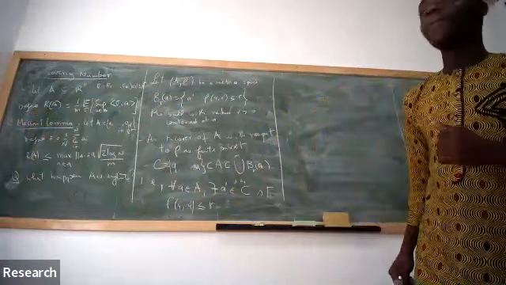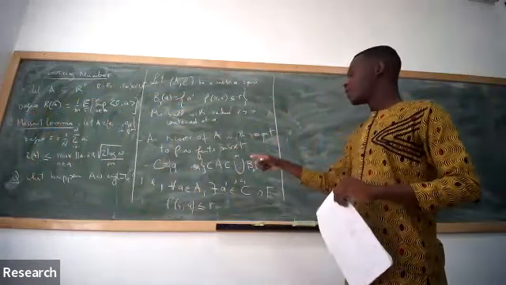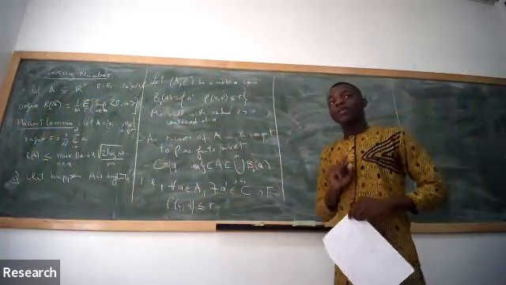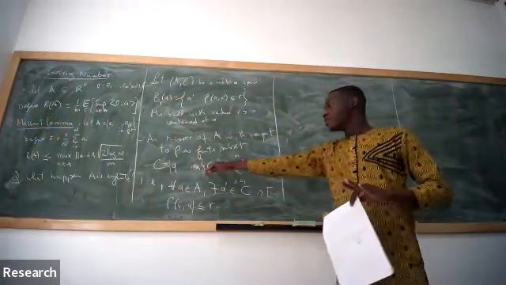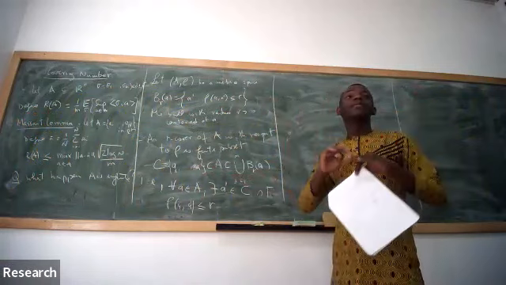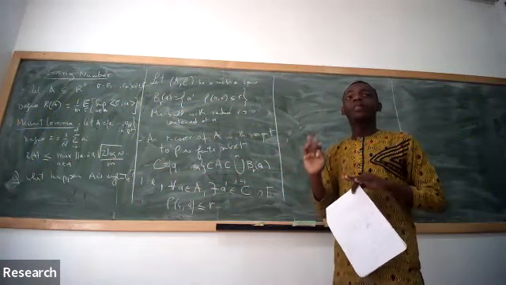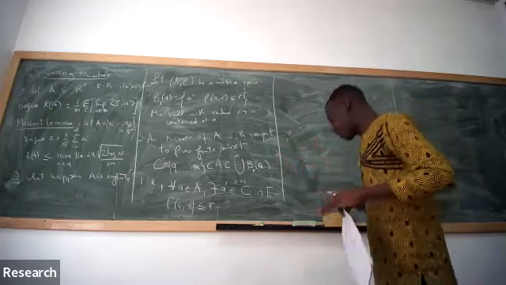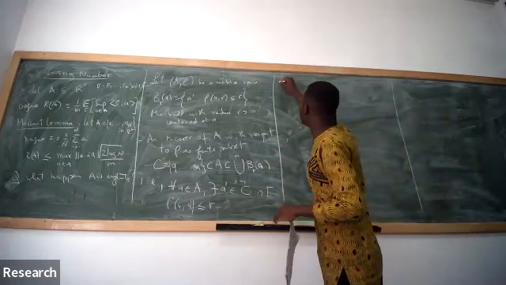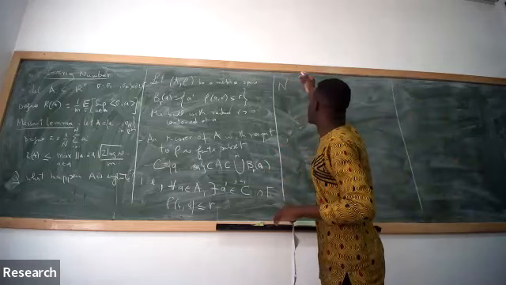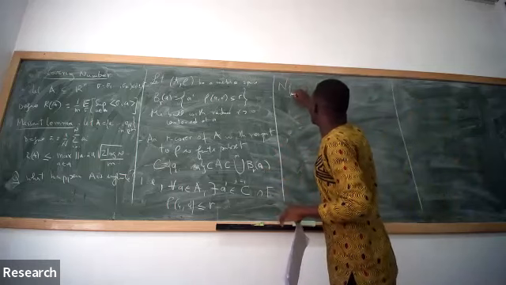Is n the minimum number of such points? No. I'm going to define the minimum number now. So this is just any set that R covers. That's a good question. So now we can define the minimum number as n.